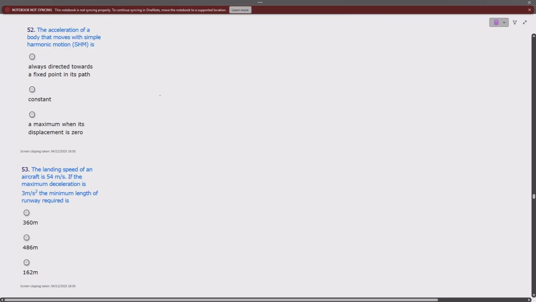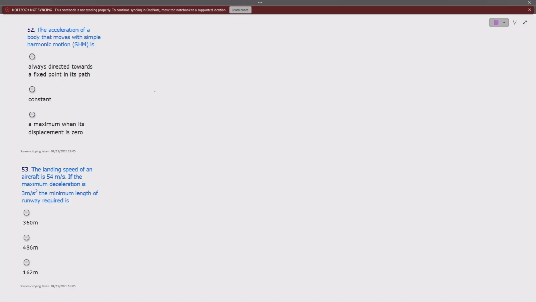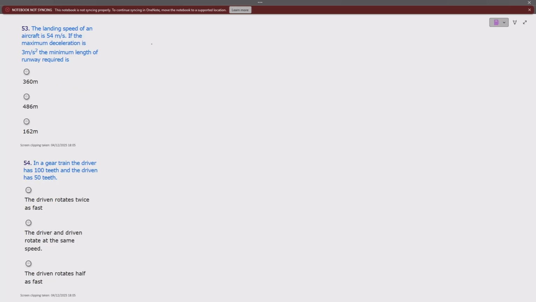Number 52 says the acceleration of a body which moves with a simple harmonic motion is maximum when its displacement is 0. That is the right answer. Question number 53. The landing speed of an aircraft is 54 meters per second. If the maximum deceleration is 3 meters per second squared, the minimum length of the runway required is.